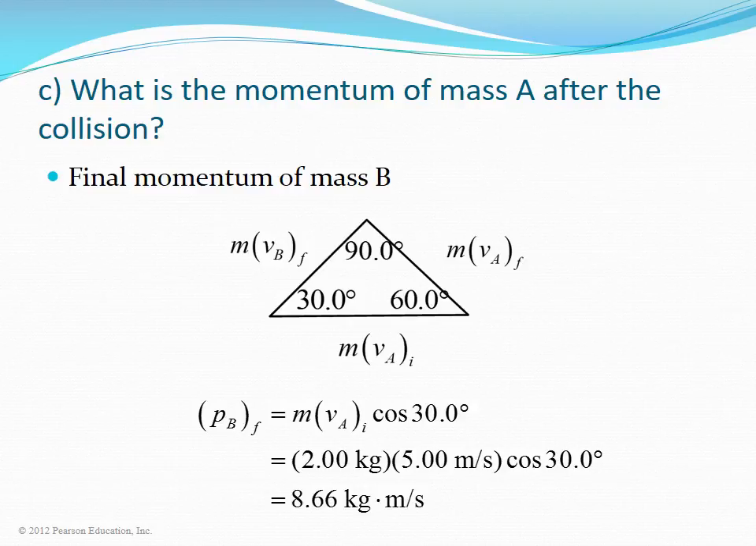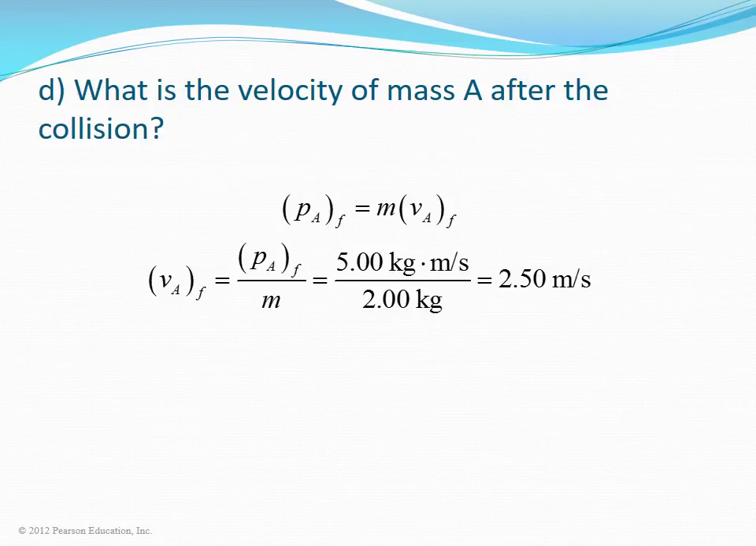Since the momentum is the mass times the velocity, dividing by the mass gives the final velocity of mass A as 2.50 meters per second. Since the momentum is the mass times the velocity, dividing by the mass gives the final velocity of mass B as 4.33 meters per second.